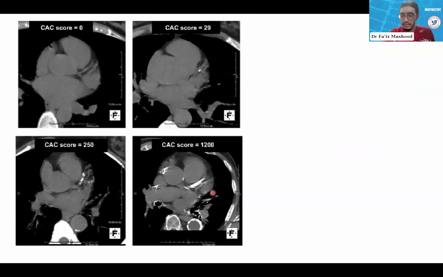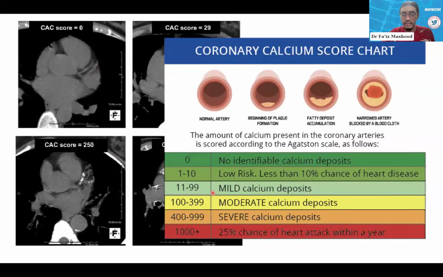So for calcium scoring, they use the Agatston scale. Generally, any score below 400 correlates to mild to moderate CAD. More than 400 indicates we are likely dealing with severe CAD. If the score is more than 1000, there is a 25% chance of heart attack within a year. But keep in mind, again, calcium scoring is similar to the treadmill test or EST. It's not a diagnostic test. And it has less accuracy as people age, because in elderly people the vessels are calcified, so the reading is a bit off.